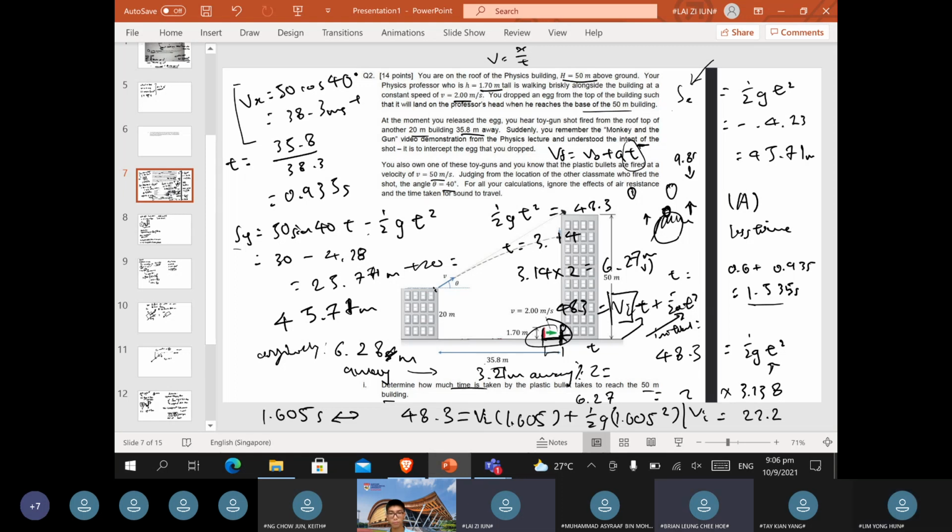Wait, the time will be 1.535, is it? Oh no, sorry, it will be 3 point something minus 1.535. Yeah, I think so. Okay, thank you. Yeah, I think it's 1.605. Yeah, sorry, my screen is very messy. That should be the time.